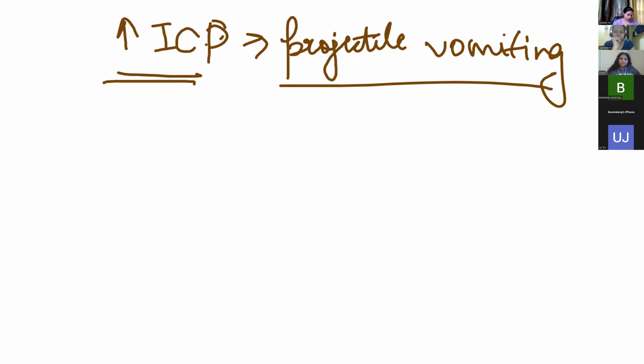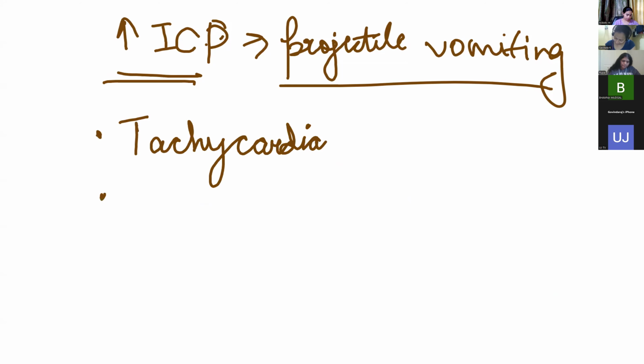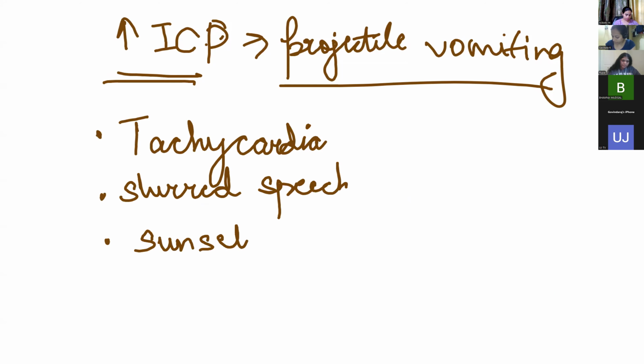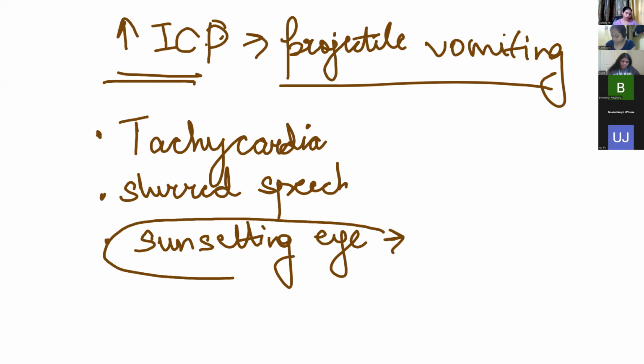Then blurred vision, neck stiffness. There will be tachycardia, difficulty in speech, sunsetting eye. I will show you a picture of sunsetting eye, then you will get to know more clearly. Stiffness of neck, that we will study. First, you need to write these things. We will study in order.